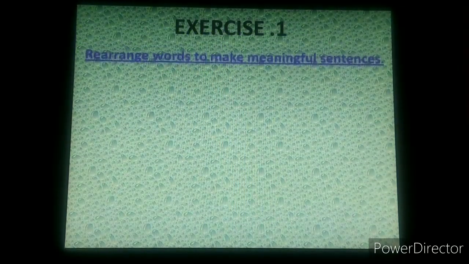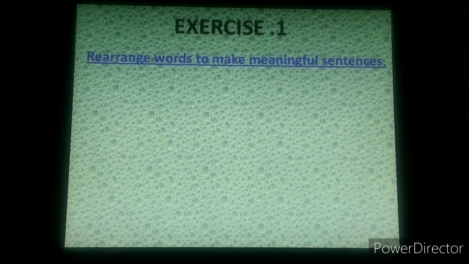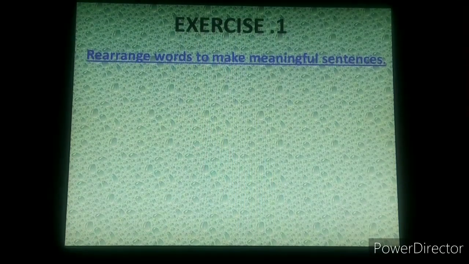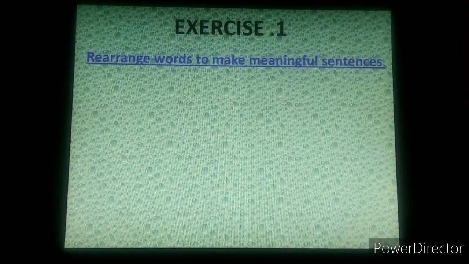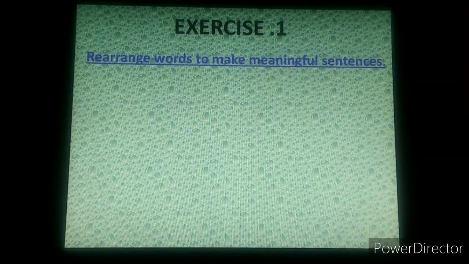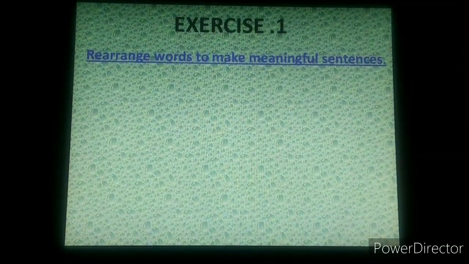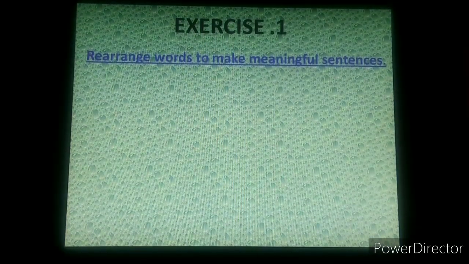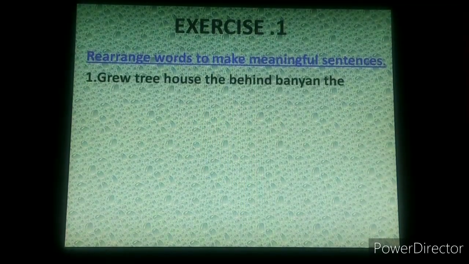Children, we have exercises which you have to do in your notebook. Today we will do only 2 exercises, exercise number 1 and exercise number 2. Here, first exercise, rearrange words to make meaningful sentences. Here words are given but they are not in a proper order to make a meaningful sentence. So we have to arrange these words to make a meaningful sentence. I will do 2 or 3 for you and the rest you have to do as homework.